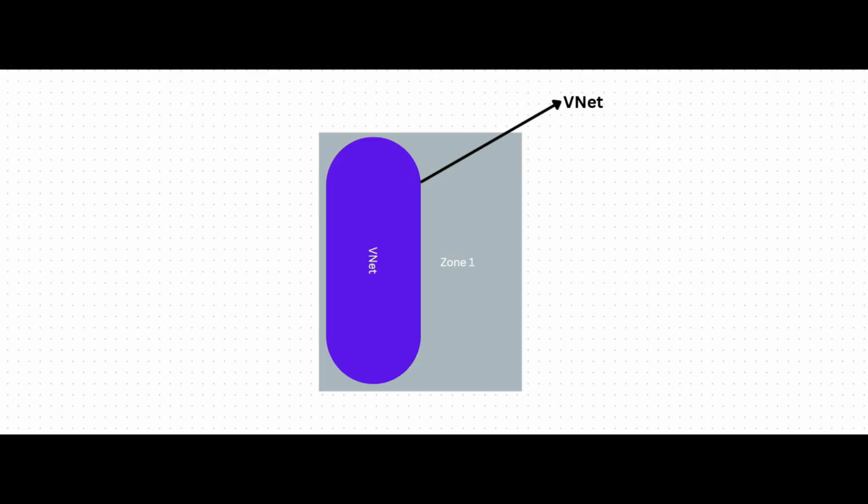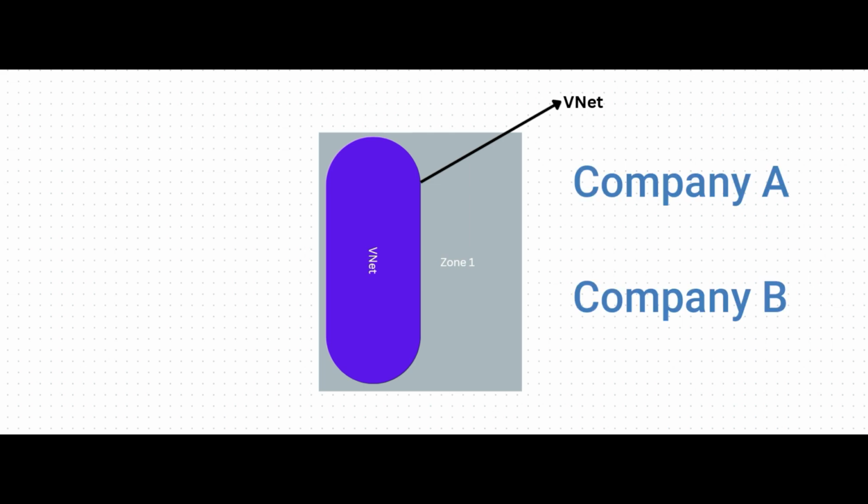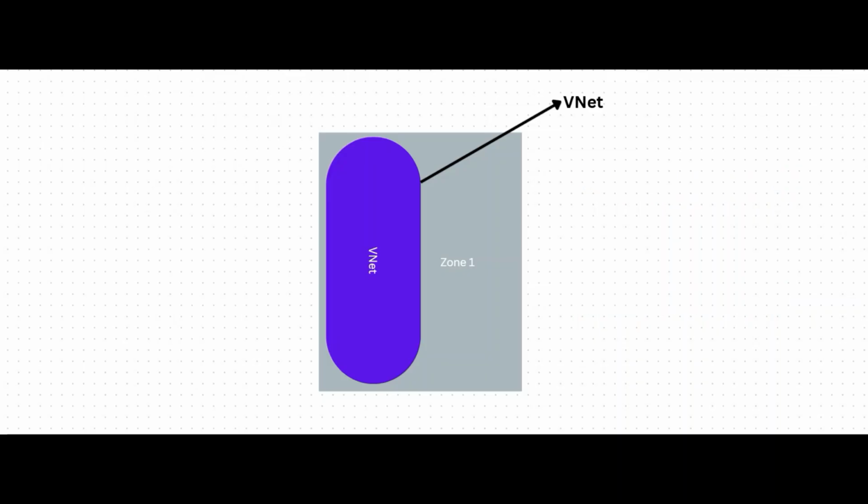Here is the most important part: this VNet is completely isolated from every other customer, even if they choose the same region. Let's say we have company A and company B, and both of them choose Central India as their hosting region. Even though they are using the same region and therefore the same availability zone or data centers, Azure creates separate virtual networks, or VNets, for each company. So VNet A is assigned to company A and VNet B is assigned to company B. These virtual networks are logically and securely isolated from each other.